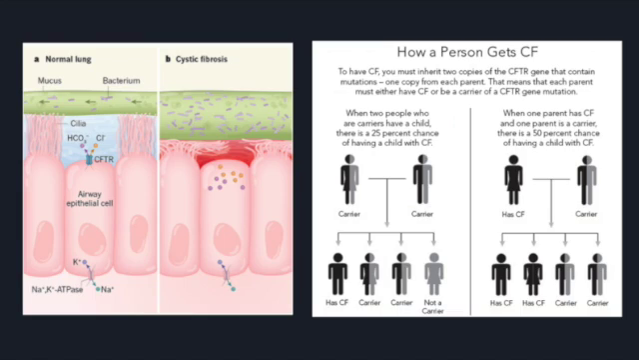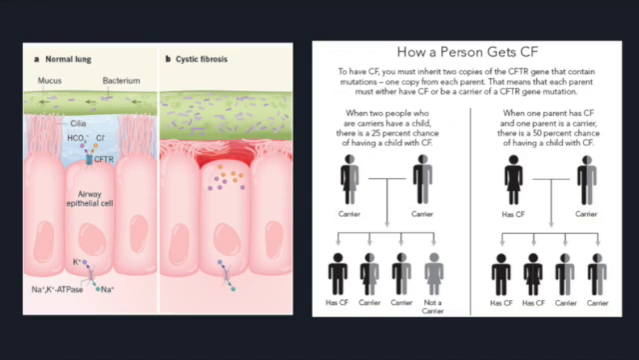There is a 25% or 1 in 4 chance the child will have cystic fibrosis when both parents are carriers. There is a 50% or 1 in 2 chance the child will be a carrier but will not have cystic fibrosis. There is a 25% or 1 in 4 chance the child will not be a carrier or will not have cystic fibrosis if both parents are carriers.